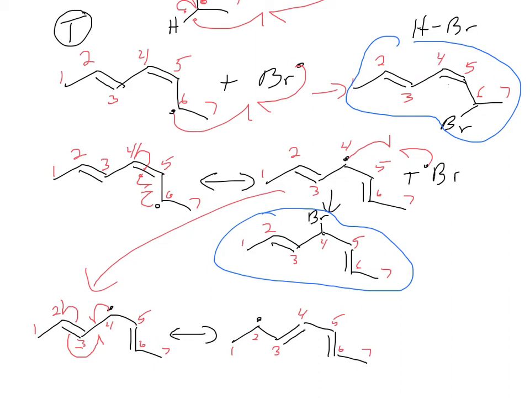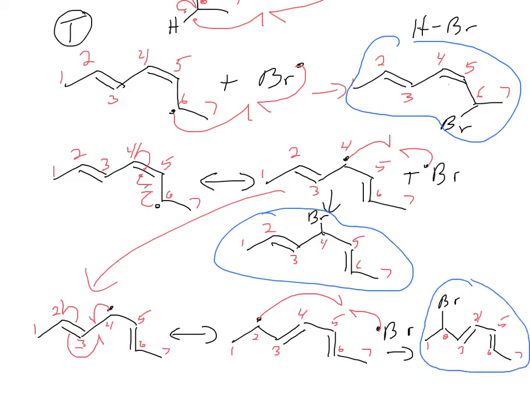And now, of course, bromine could react over here. Now they would come together. And that would give us Br there. One, 2, 3, 4, 5, 6, 7. Give us another product. Now I think, if I take a look here, that's all the resonance forms you can draw.